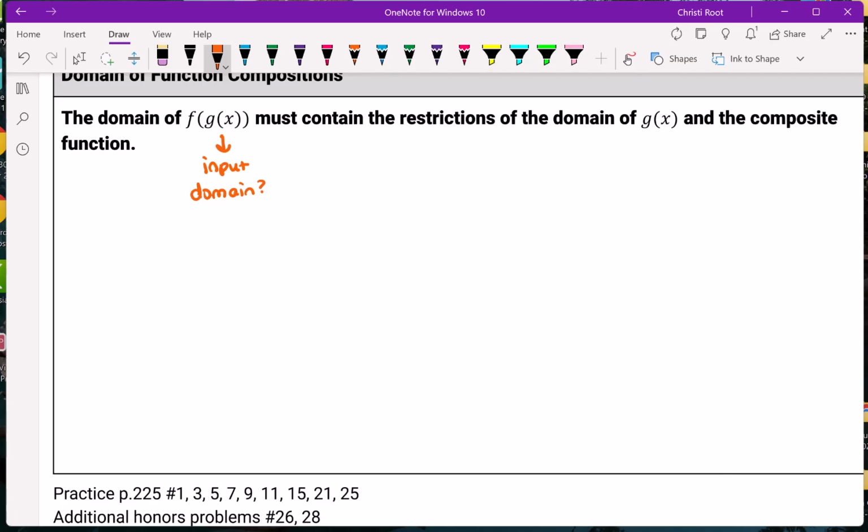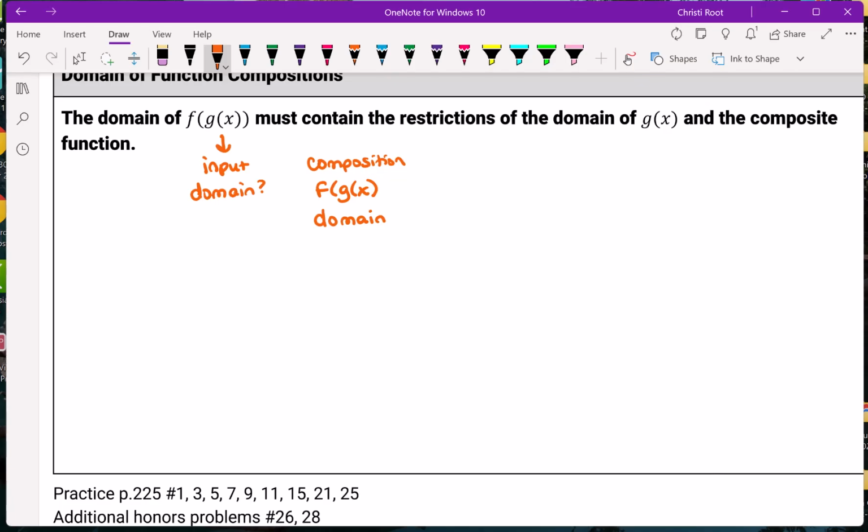Then what you have to do is figure out the domain of your composition. So you're going to have to either find the composition. If you've already done it, it's super easy. And you have to consider the domain of the composition. Your final answer is going to be what is in common with these two domains.